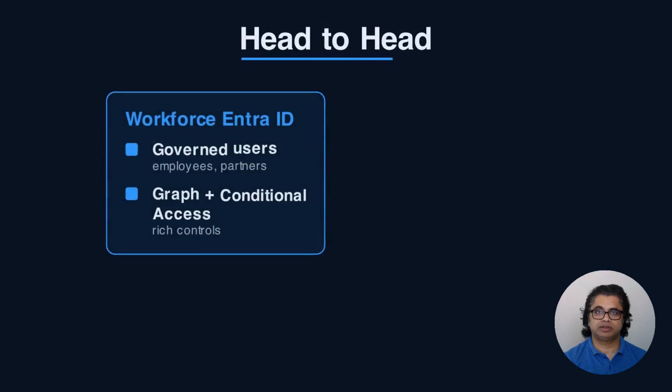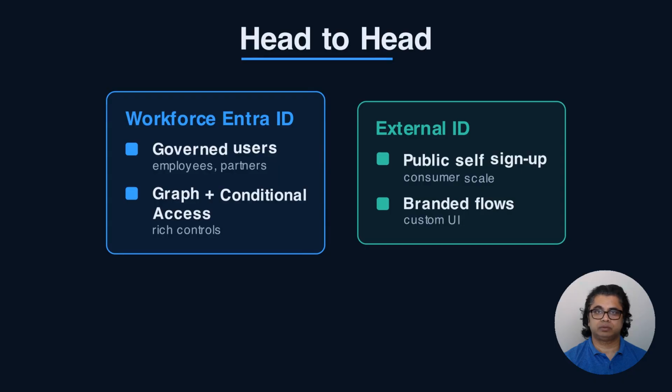Here is the crisp rule of thumb. Use Workforce Entra ID when the users are employees, contractors, or partners you can govern, and when you want conditional access and Microsoft Graph integration. Use External ID when users are anonymous members of the public who self-register and you need a branded, scalable consumer experience. Do not put customers in your corporate tenant just because it is convenient. You will mix governance models and inflate licensing. And do not stand up External ID for a handful of internal admins, because you lose the rich workforce controls. Match the directory to who is actually logging in.